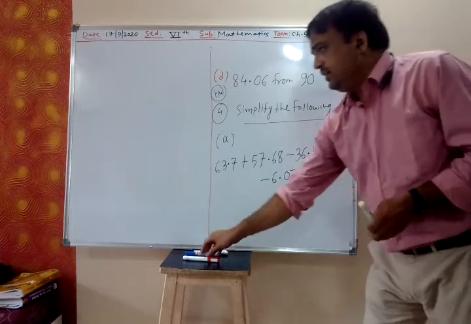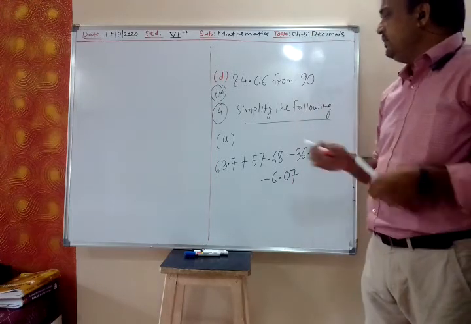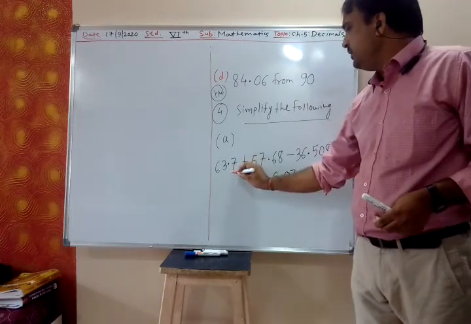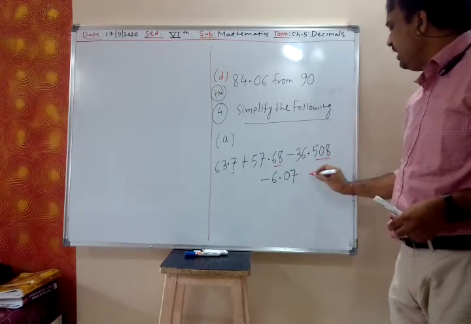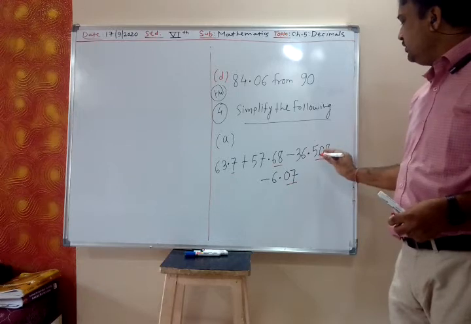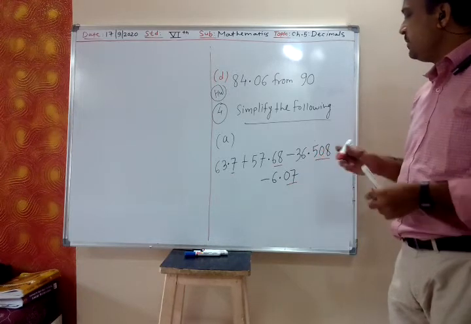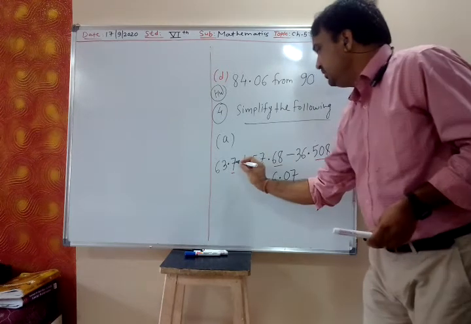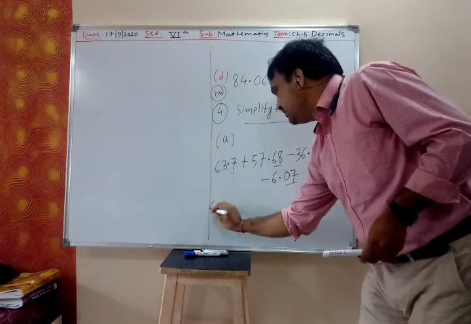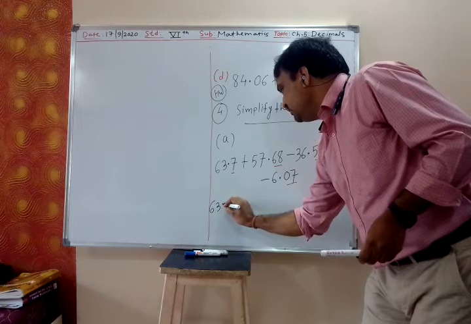63.7. Let us check whether they are like decimals. After the point 1 digit, after the point 2 digits, after the point 3 digits, after the point 2 digits. So the maximum number of digits is 3. So after the point we make all the numbers with 3 digits. So this is 1 digit, so I will write 63.700.